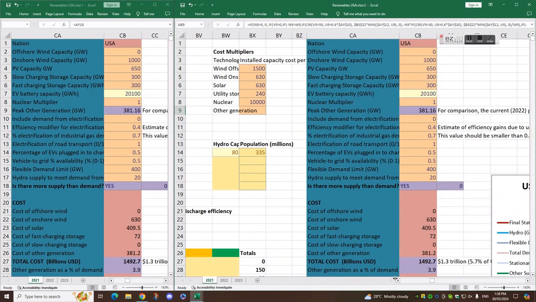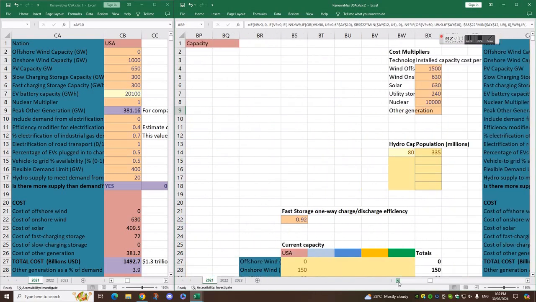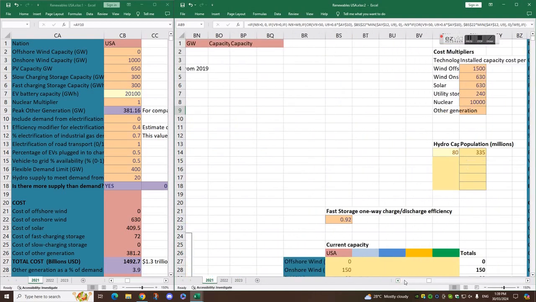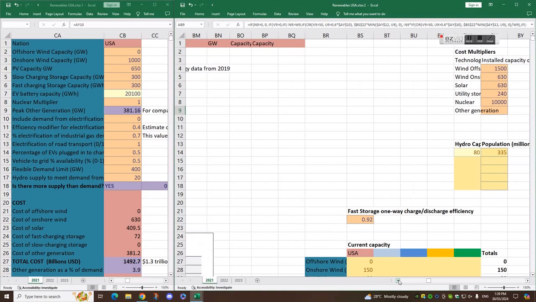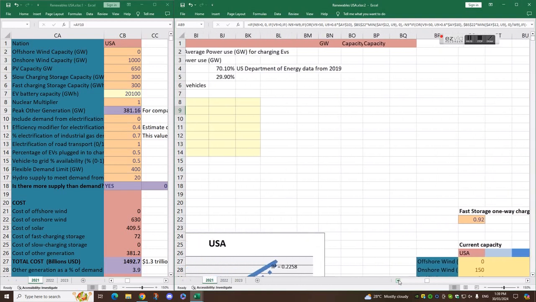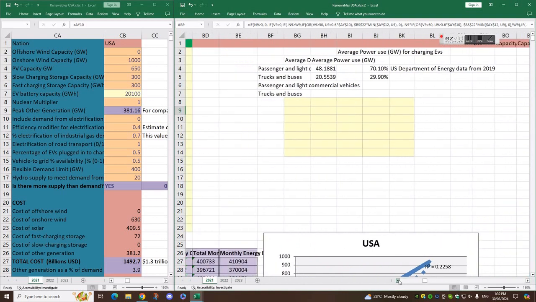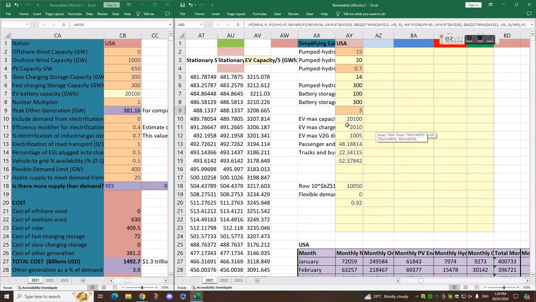Where I got that 20,000 from is, I said, the number of vehicles is at 75% of the population, and then I multiplied that by an average battery size of 80 kilowatt hours per vehicle. That's probably going to be a slight underestimate, but it's what I started with. That calculation is done over in this cell here. 80 kilowatt hours per vehicle times 0.75 of the population is the total battery capacity of all those electric vehicles.